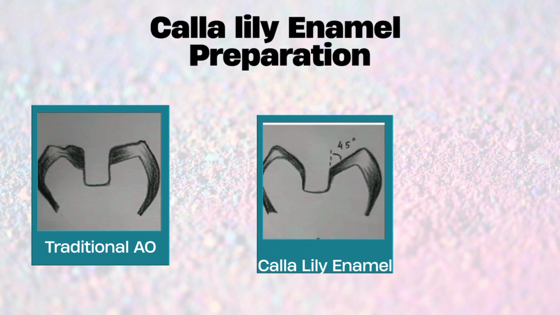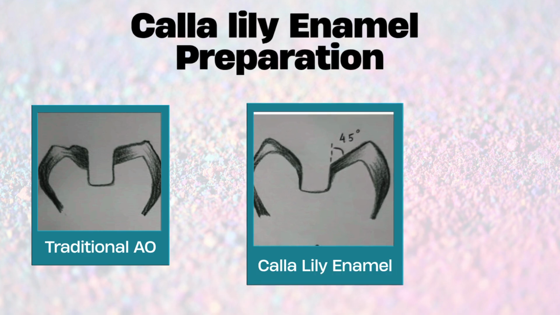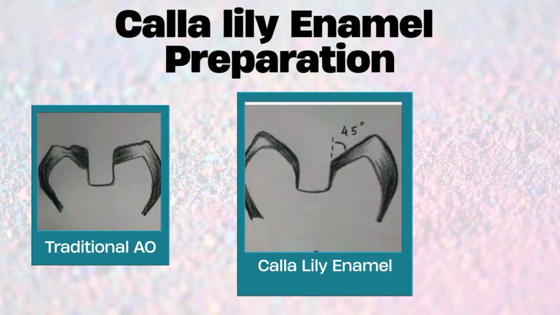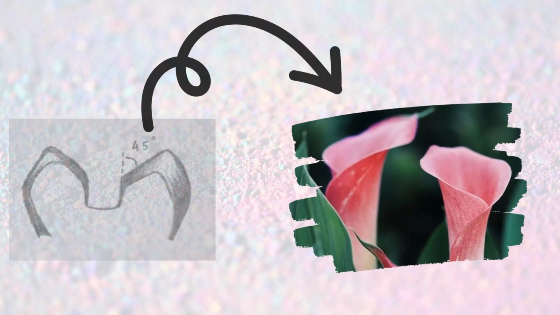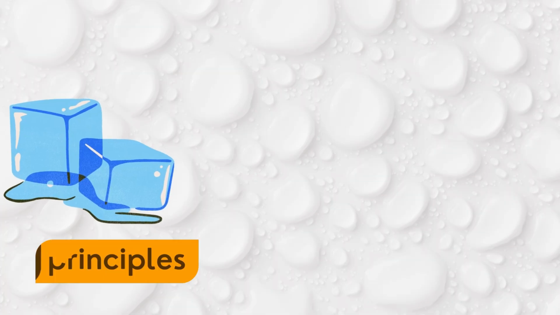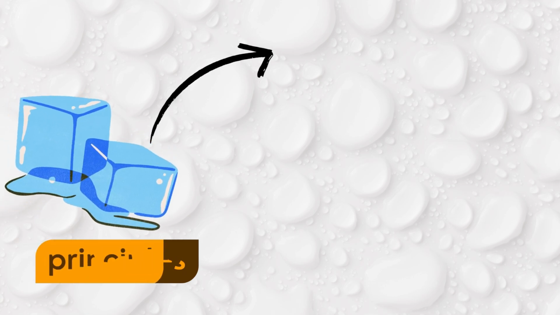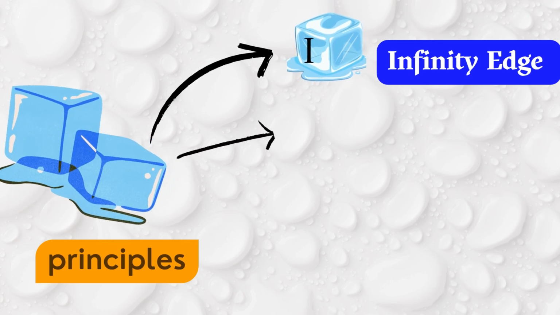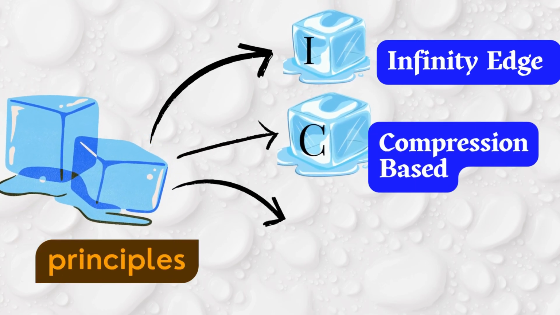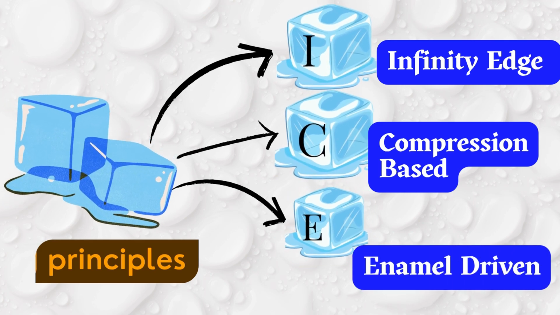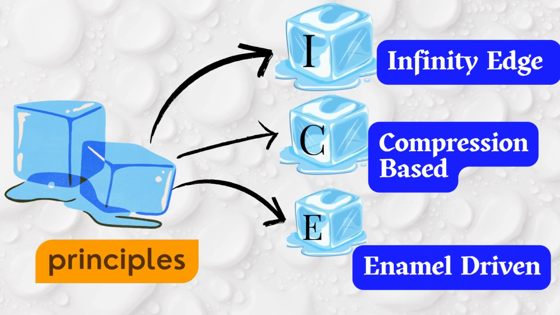In this type of access cavity, the enamel is cut at 45 degrees to engage enamel rods and to provide a favorable C factor. The shape of the preparation resembles a calla lily with almost complete involvement of the occlusal surface that aids in resisting the compressive forces. Further, this preparation is based on the principle of ICE, where I stands for infinity edge, C for compression based, and E for enamel driven, engaging 70% of enamel and 30% of dentine.